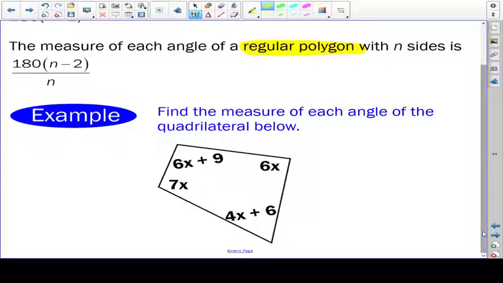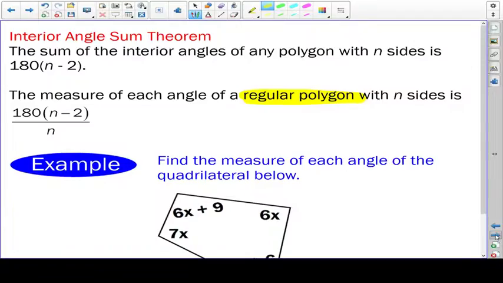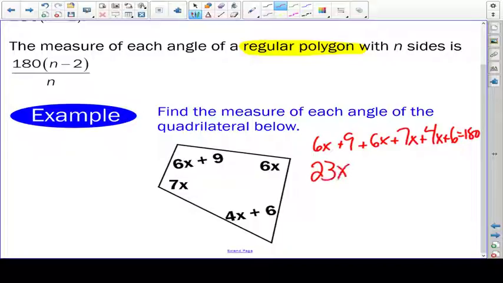Example: find the measure of each angle in the quadrilateral below. So we have a quadrilateral. Because it's a quadrilateral, we know that the angles are going to add up to 360. So we know that all those angles there add up to 360. So 6x plus 9 plus 6x plus 7x plus 4x plus 6 is equal to 180. Adding that together, we get 23x plus 15 equals 180.